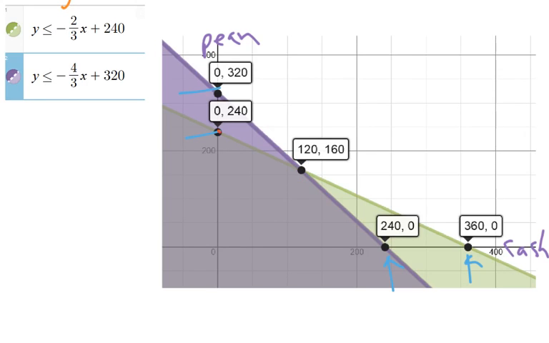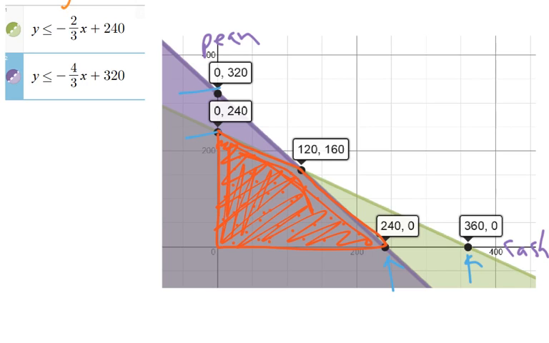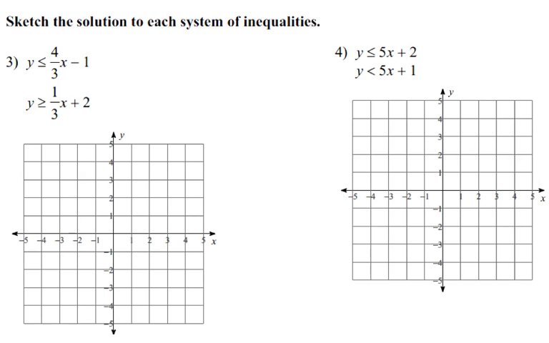So if we're looking at the area that we can, it's going to fit into this area, right? This is the amount of bags we can use of each type, the number of cashews and peanuts we can use that will fit within our constraints. So notice it's where they overlap. And that's the idea with systems of inequalities. Because you're shading, you're looking for that overlapping piece. Okay? So let's see how we do it on some more simple equations.